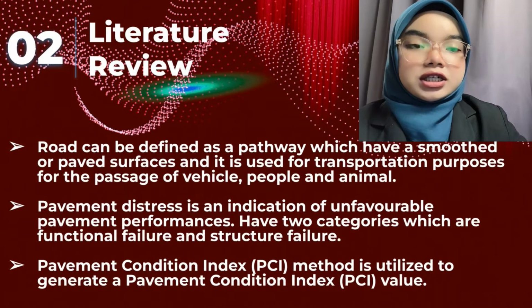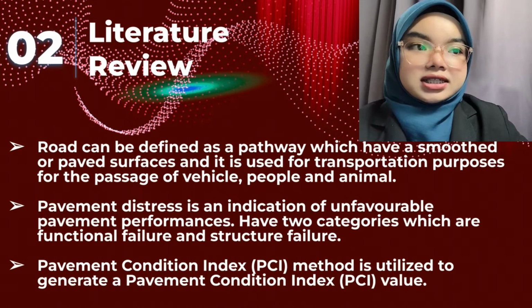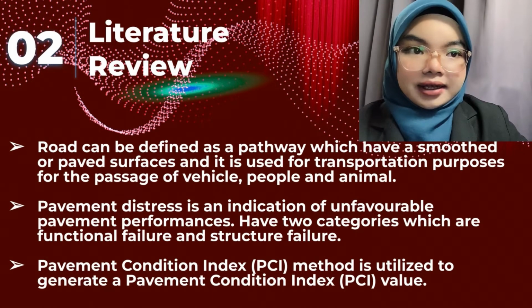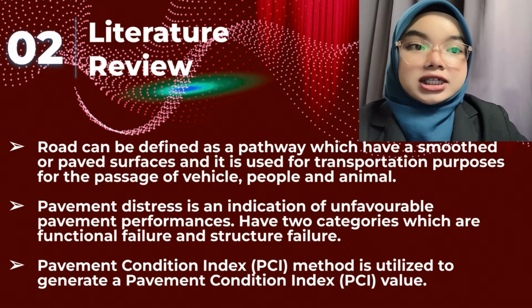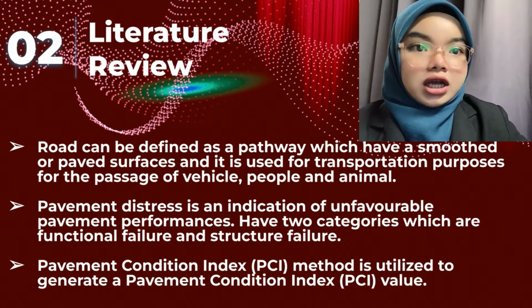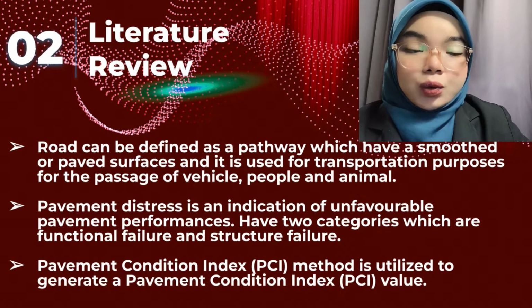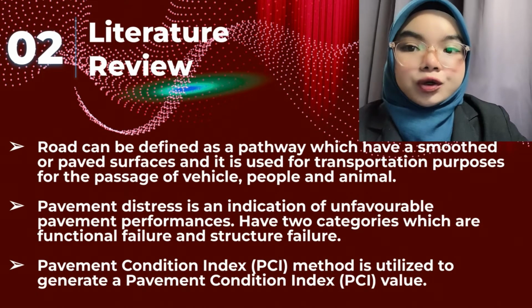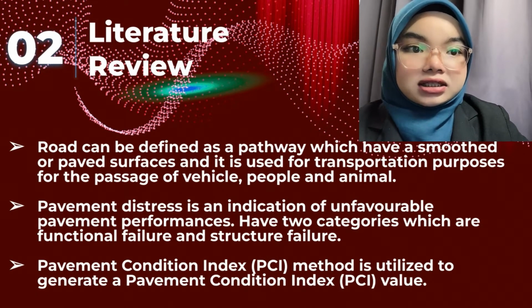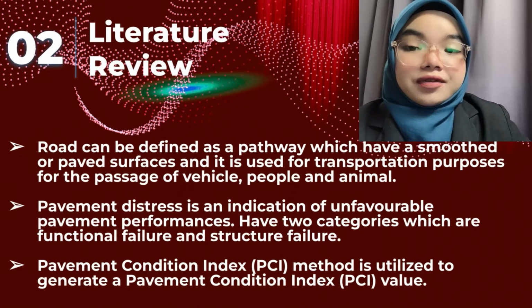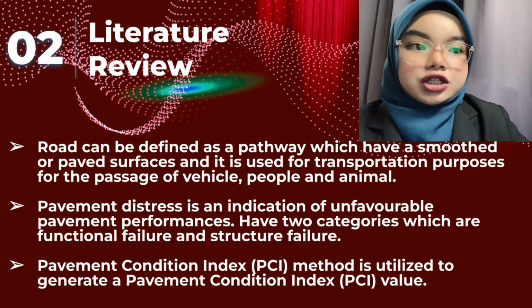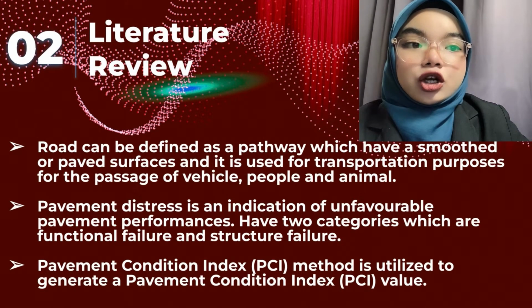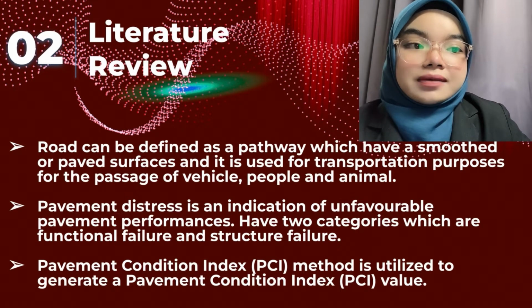Now we move to the literature review. What are road, pavement distress, and the pavement condition index (PCI)? This slide explains the definitions of them. We start with road. A road can be defined as a pathway which has a smooth or paved surface, and it is used for transportation purposes for the passage of vehicles, people, and animals. Roads are very useful and give many advantages to users, especially in economic affairs, such as lower cost consumer goods, on-time deliveries, and shorter commutes to work.